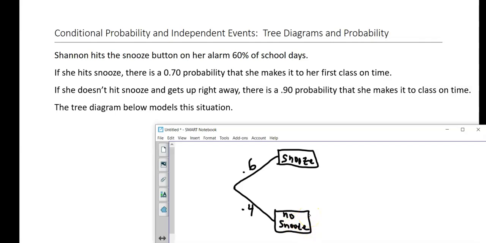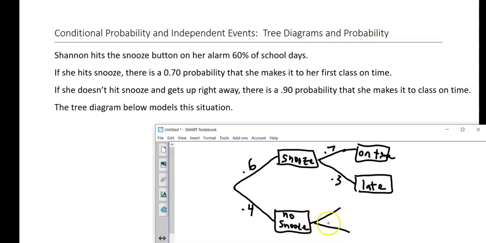So that's the first branch of the diagram. Now, if she hits snooze, so we're breaking off of this one, there's a 70% chance she will make it to class on time. So 0.7 is on time, which means by default, 0.3 would be late. If she doesn't hit snooze and gets up right away, there's a 90% probability she will make it to class on time. So 90% she's on time.